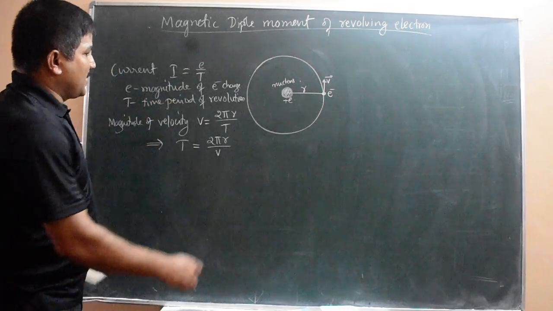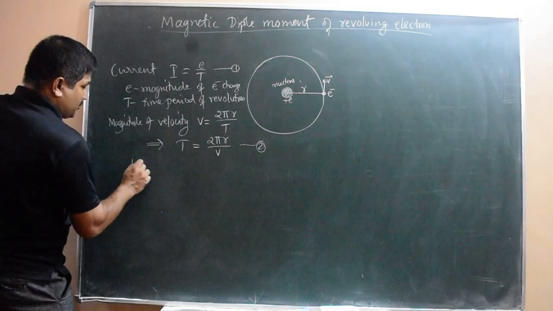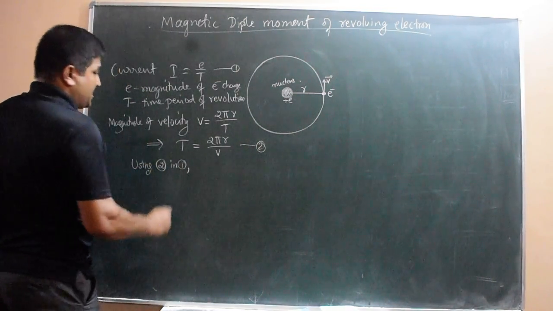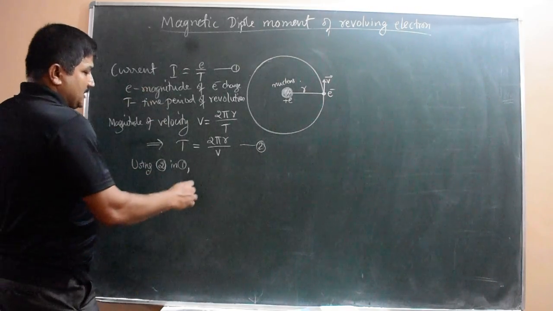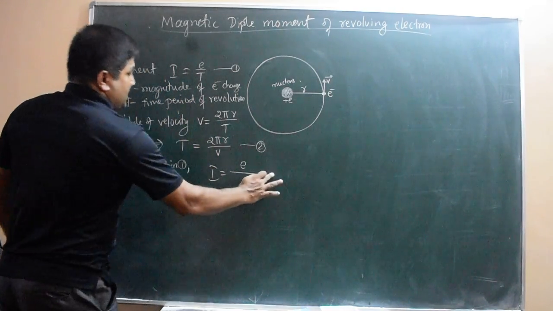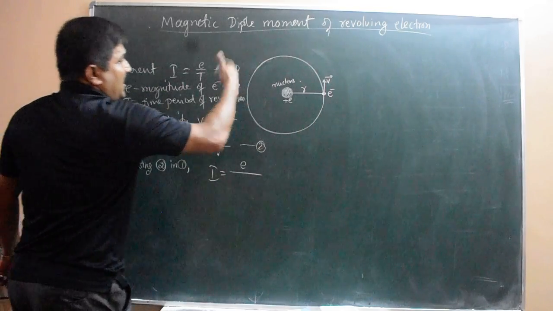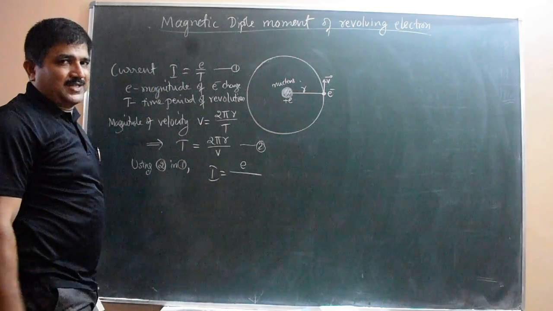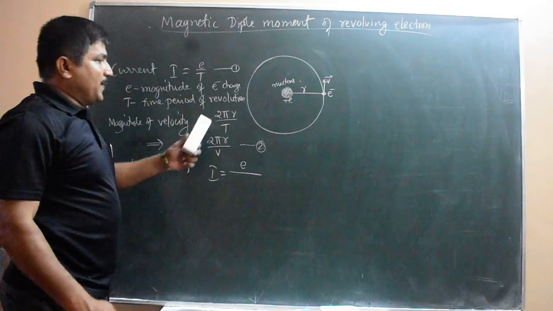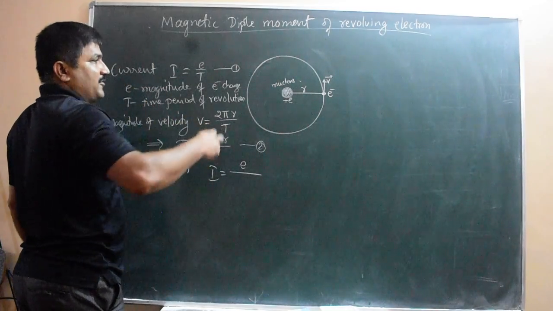Now using this in 1. This is equation 2 and this is equation 1. So I substitute equation 2 in equation 1. Using equation 2 in equation 1, what happens? Current I equal to e divided by the time period t. It is simple: I have taken the magnitude of velocity. Velocity is a vector, so I said magnitude. Whenever the electron moves, the distance traveled is 2 pi r, and the time taken for one revolution is t.